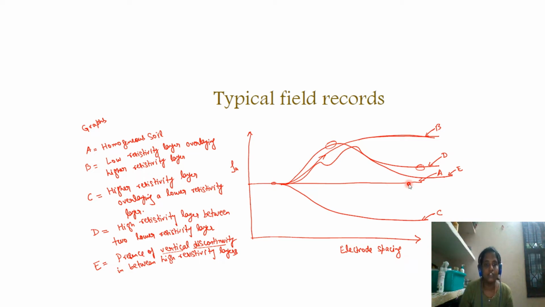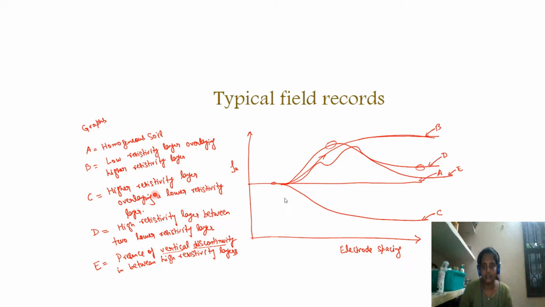If your site is going to have a low resistivity layer first, and below we have a higher resistivity layer, once the current passes through the low resistivity layer, it will have a low resistance, but once it goes to the higher resistivity layer, you can see that the resistance increases. So this is how curve B is obtained when you have a low resistance layer above, and below you have a high resistance layer.